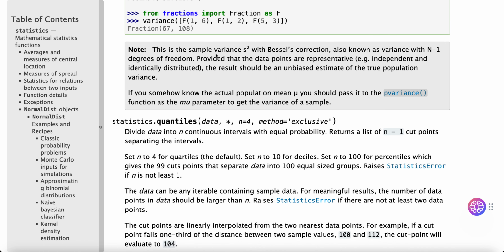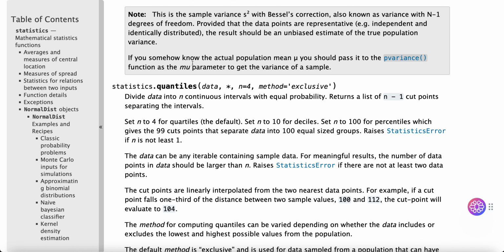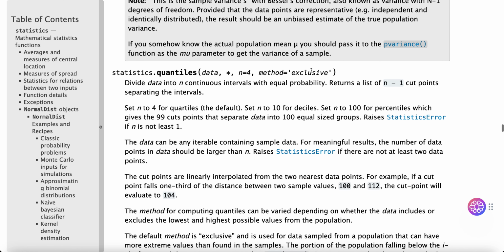This is the sample variance s squared with Bessel's correction, also known as variance with n-1 degrees of freedom. Provided that the data points are representative, independent and identically distributed, the result should be an unbiased estimate of the true population variance. If you somehow know the actual population mean mu, you should pass it to the variance function as the mu parameter to get the variance of a sample.